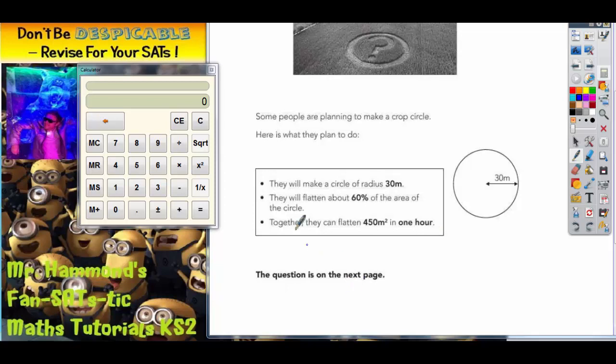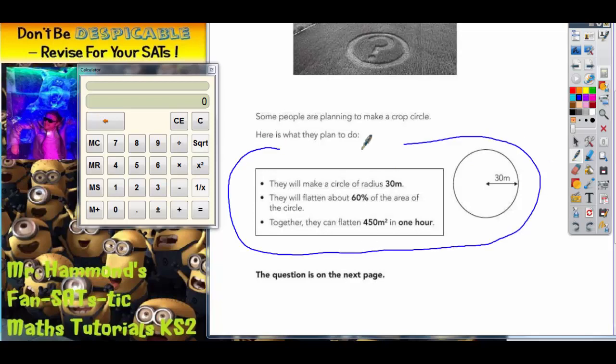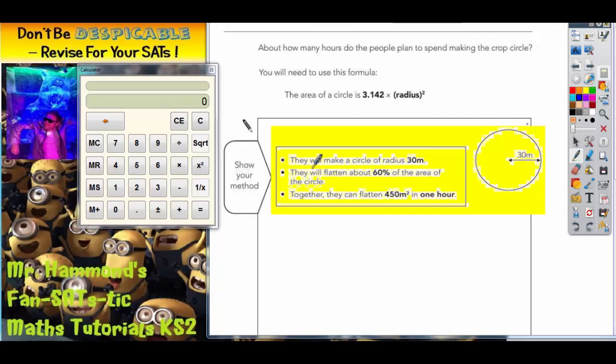Well, to prevent us from having to keep flicking backwards and forwards between this key information and the question on the next page, we will copy and paste this information onto the next page. So, there's the information copied and pasted. Let's have a look what the question is. It says, about how many hours do the people plan to spend making the crop circle?